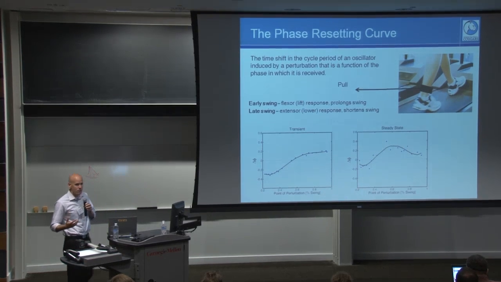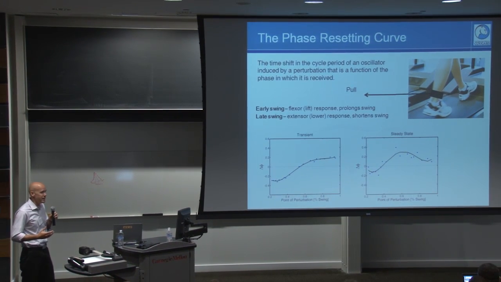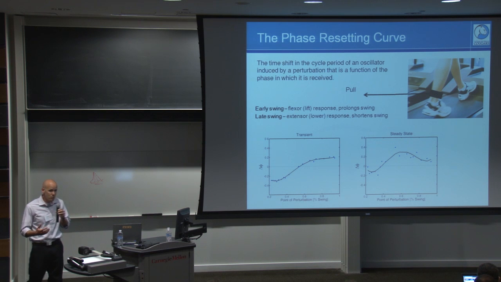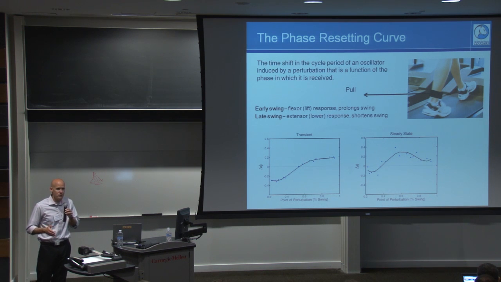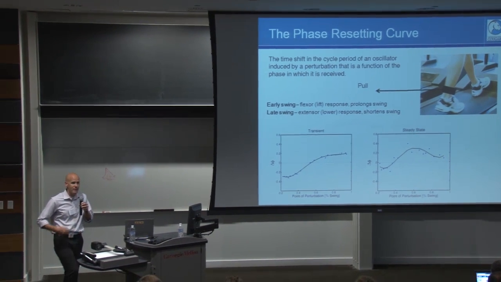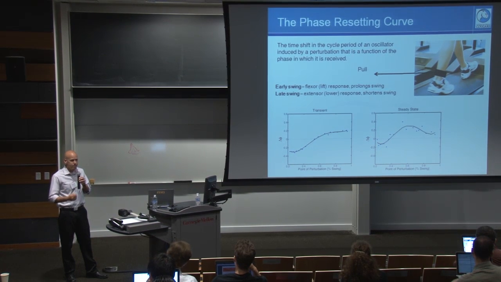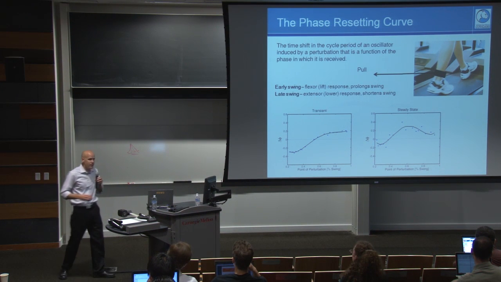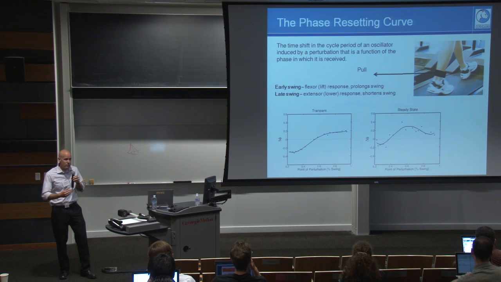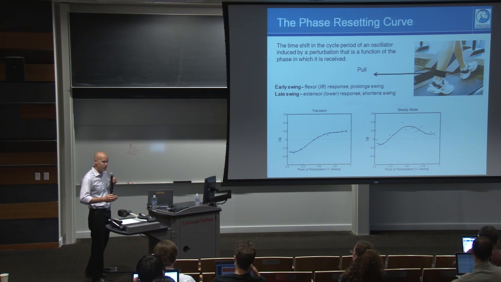And so just to give you a quick definition, I'm sure you're all familiar with the idea that if you perturb the swing limb during swing, if you do that early in swing, you get a flexor response, which delays or lengthens that stride, and the subsequent stride is then delayed. If you apply a perturbation later in swing, then you get an extensor response, which shortens that stride, and then the next stride arrives sort of ahead of schedule.